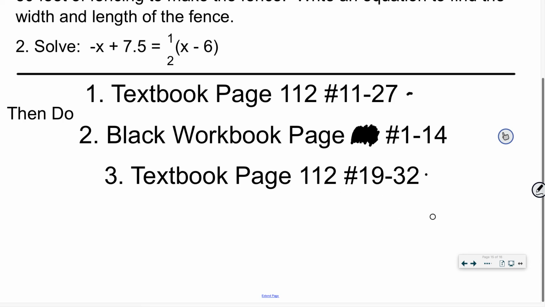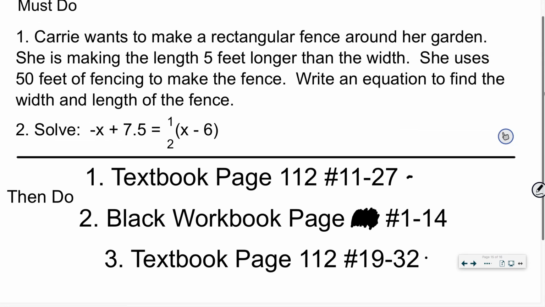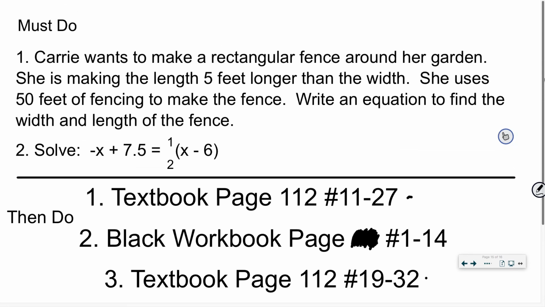If that confuses you in any way, if you're on page 112, go back to page 109, 108, I think, 110, because those are the questions we went over yesterday in class, and the questions that we went over today in class are all there, and everything's broken out for you if you need to reference back to something. Does anyone have questions about your must do or your then do? Must do, then do.